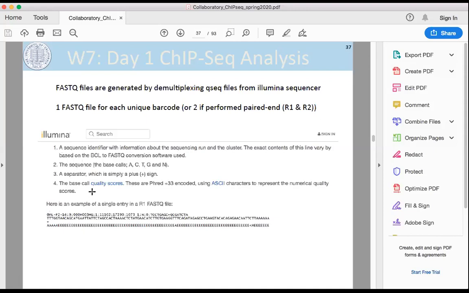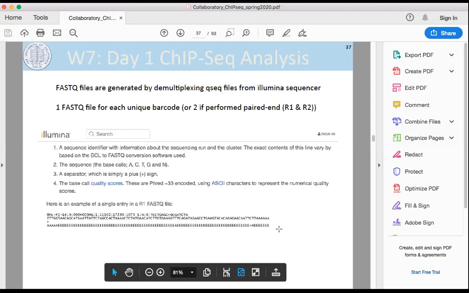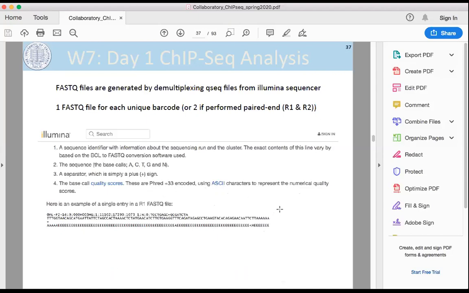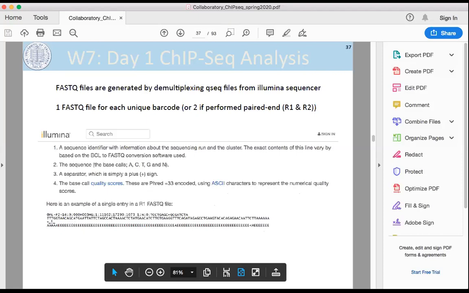This is known as a Phred score for each base that was called, using this ASCII character code, which assigns a quality to each base. If you want to learn more about that, you can Google the ASCII Phred code. But basically, it tells us how confident each base call was.